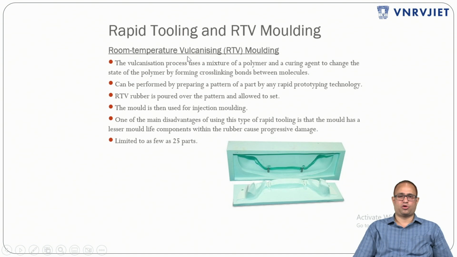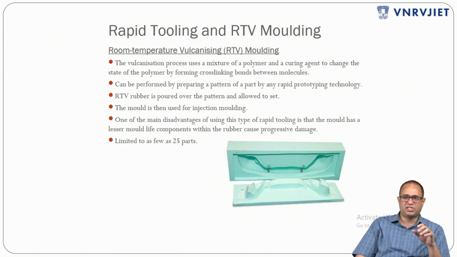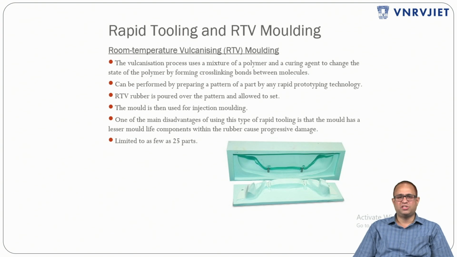Now, rapid tooling and RTV molding. Here there is a room temperature vulcanizing process, which uses a mixture of polymer and a curing agent. The RTV rubber solution is poured over the pattern and allowed to set, and the mold is then used for injection molding. This sort of mold can be used for a maximum of 25 to 30 parts.